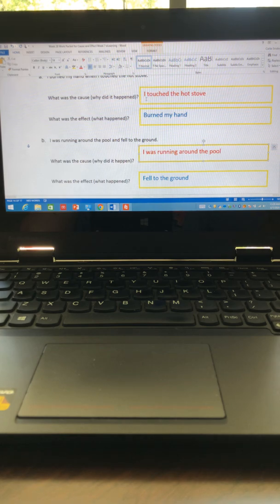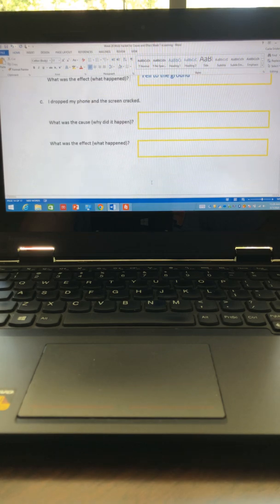Your assignment is look at letter C. And when you look at letter C, you need to finish up by asking yourself what happened, then follow up the question with why did it happen? I dropped my phone and the screen cracked. Well, what happened? Why did it happen?